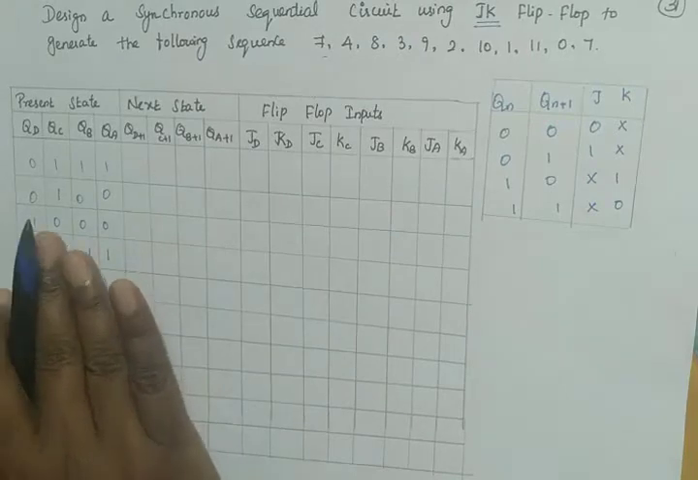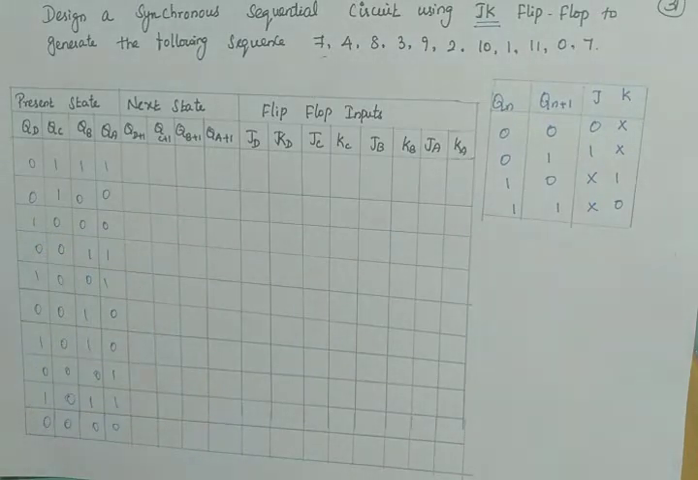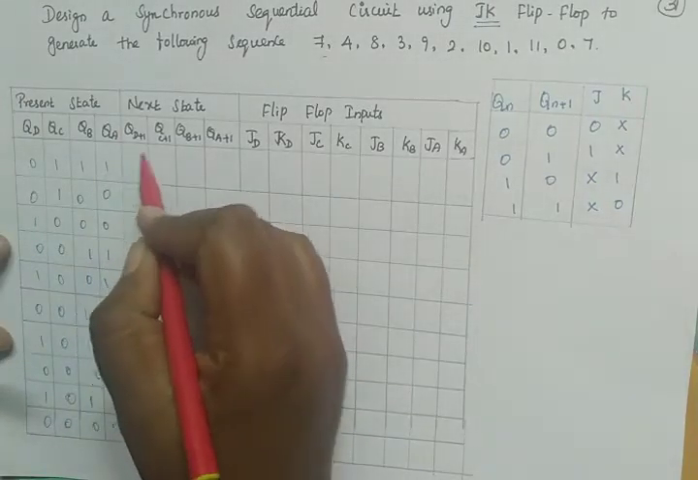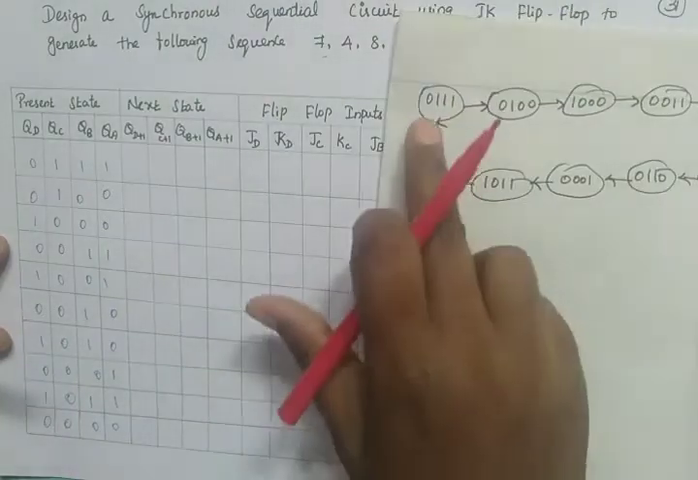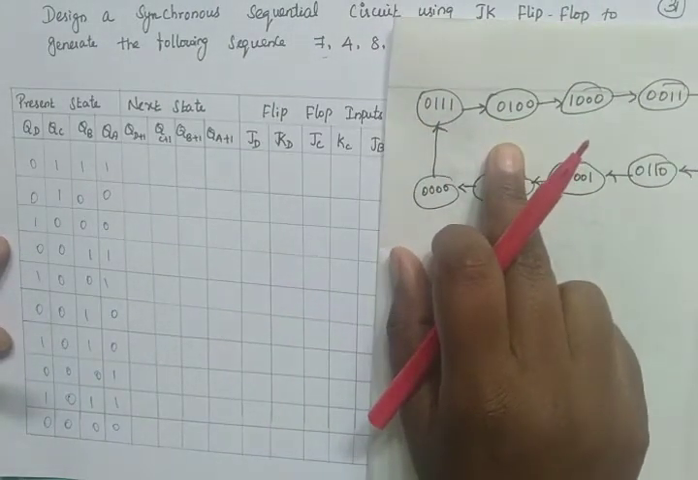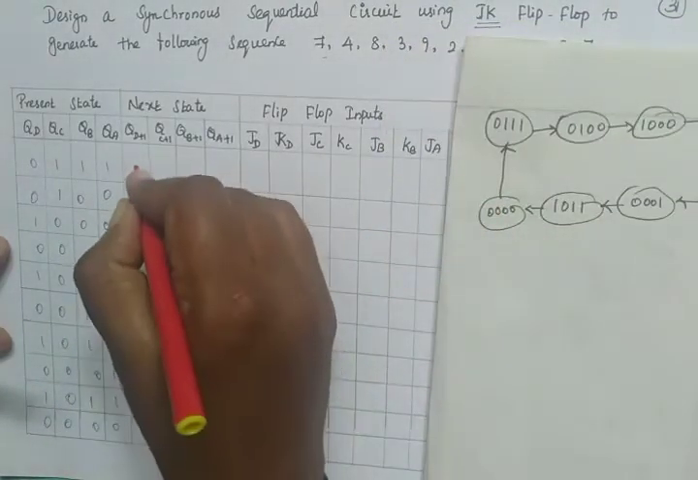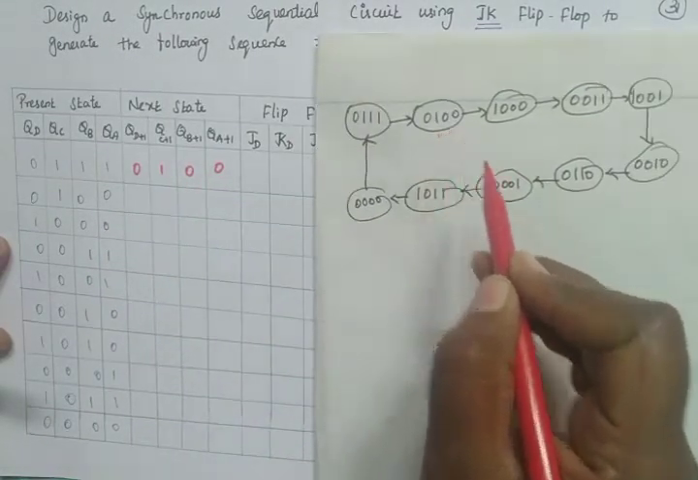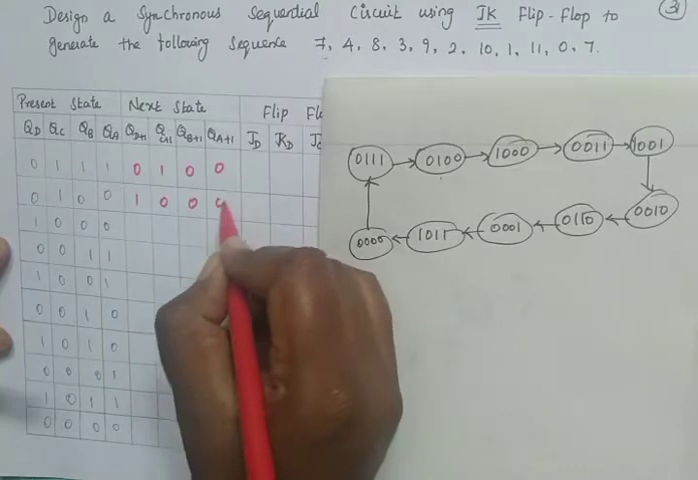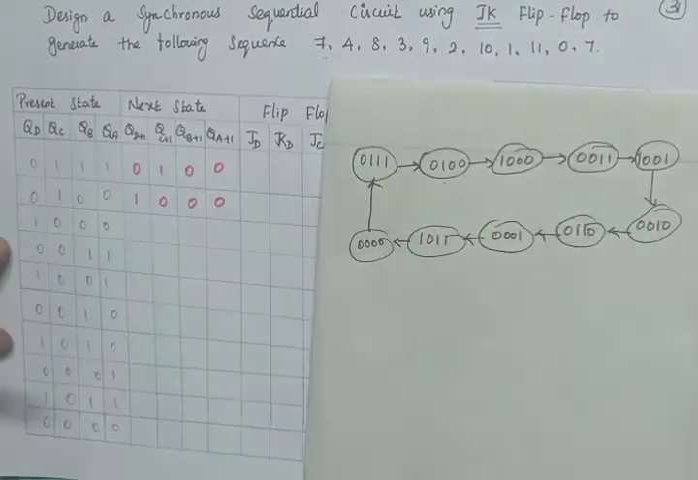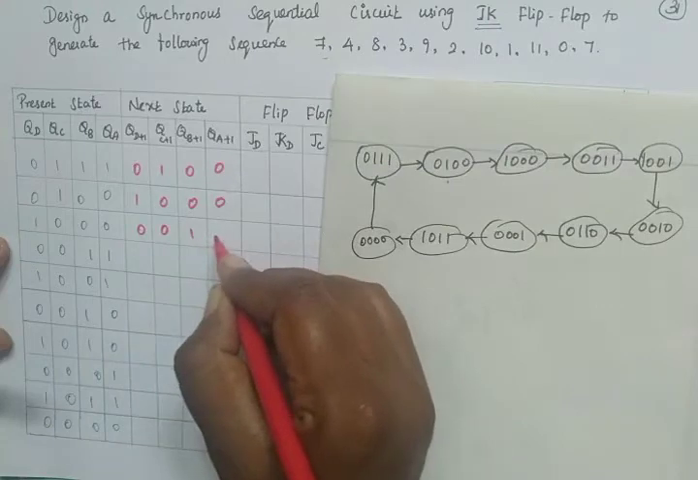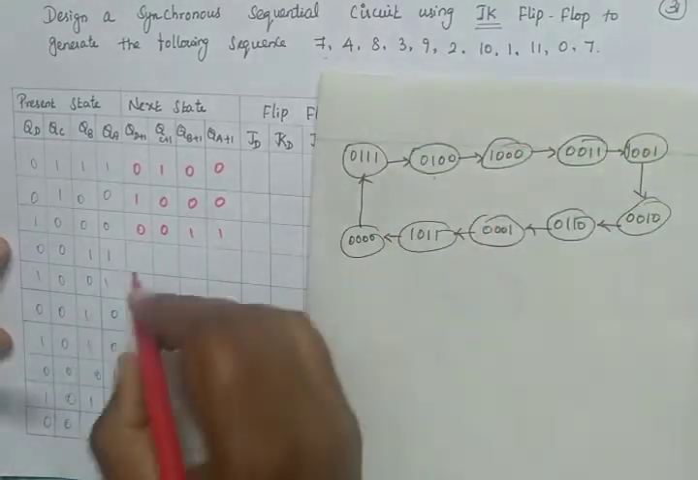Now we have written the present state. What we have to do now is write the next states for this. Let us write the next states. For 7, the next state is 4, isn't it? For 7 the next state is 4, 0, 1, 0, 0. For 4 the next state is 8, that is 1, 0, 0, 0. For 8, the next state is 3, 0, 0, 1, 1. For 3, the next state is 9.